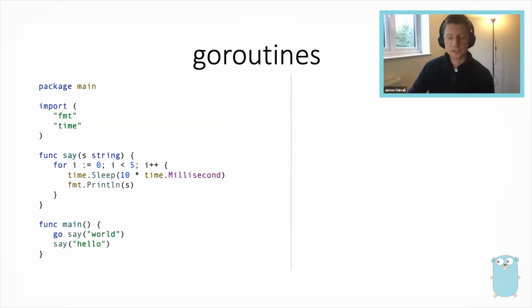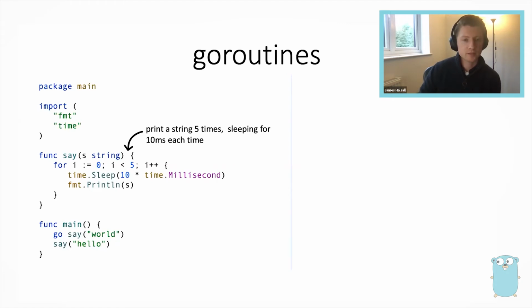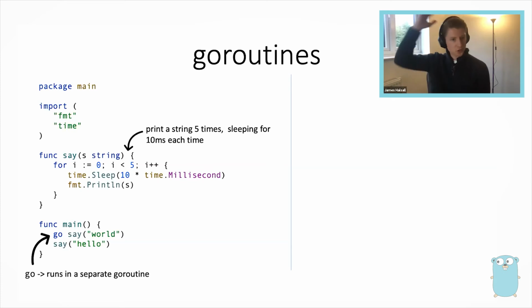And let's have a look at another example just to illustrate this. So we've got a function here, and it's just going to print out a word 5 times. It's going to sleep for a few milliseconds on each iteration. And at the bottom here, we're going to call this twice. And the first call is with the Go keyword. And the Go keyword basically tells Go, I want you to execute this function in a separate Go routine. And that means that it's going to be executed concurrently with the rest of the application.